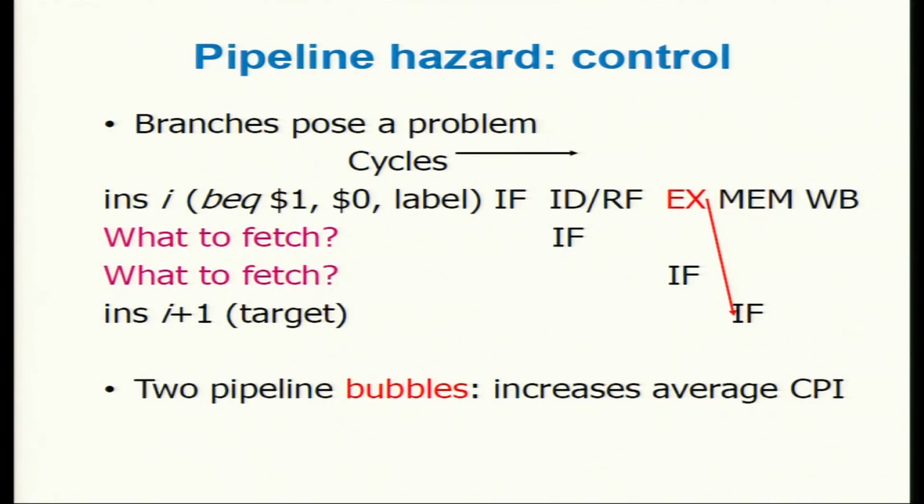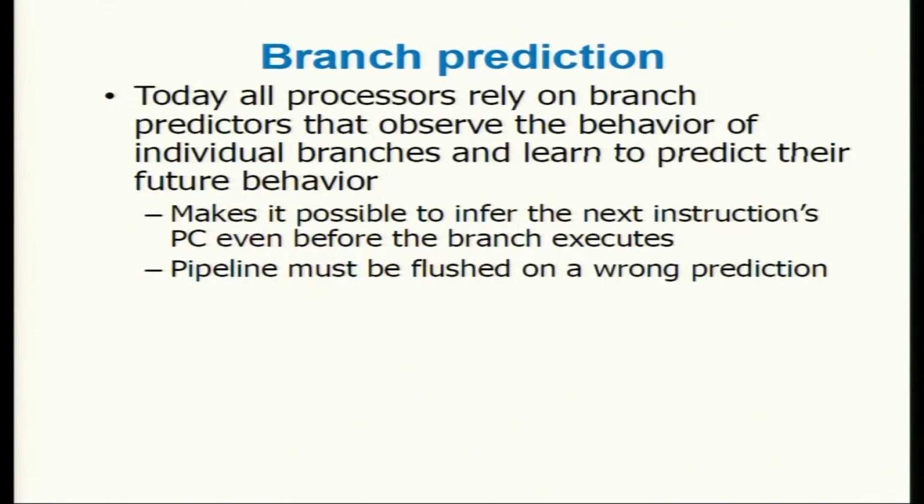There are 2 bubbles going. Right? And that increases the average cycle per instruction, because as you can see here, every branch instruction now introduces 2 bubbles into the pipe. So I'll not get into the solutions for this, but very quickly, today all processors rely on something called branch predictors.